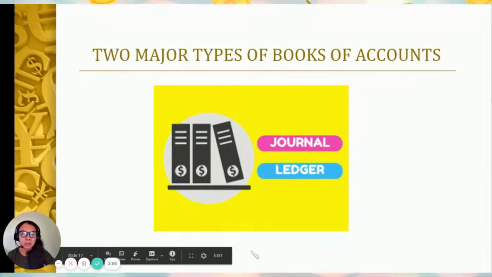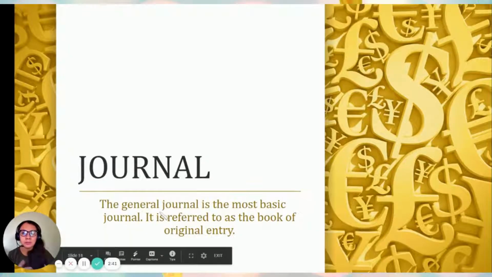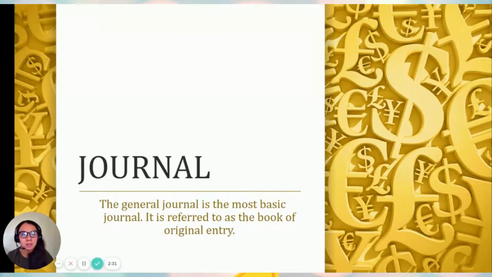Now, we're going to be talking about two major types of books of accounts, and we have here the journal and the ledger. The journal is also known as the book of original entry. Companies initially record transactions and events in chronological order. That means they are recorded in the order in which they occur. So the transaction that happens first is recorded first, and then the one that follows, and so on. This is the reason why the journal is referred to as the book of original entry. For each transaction, the journal shows the debit and the credit effects of specific transactions.